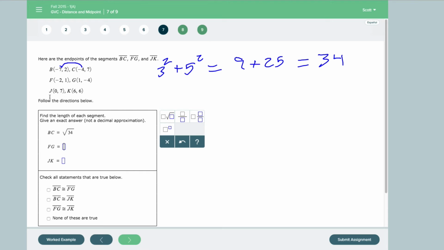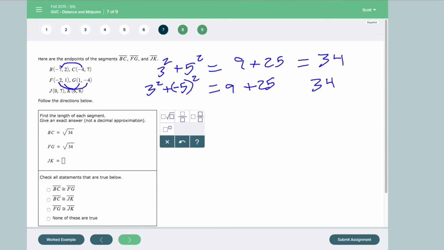Now our next number, 1 minus a negative 2 is 3. Negative 4 minus 1 is negative 5. Square them. Add them together. 3 squared is 9. Negative 5 times negative 5 is 25. So we get 34 again. Okay, so our answer here is also the square root of 34.